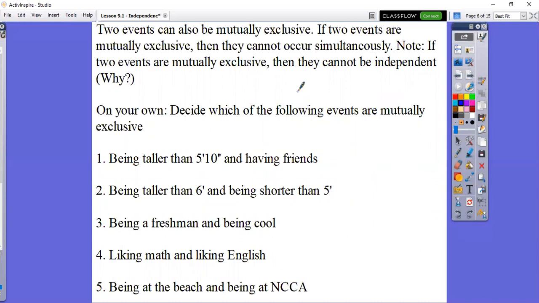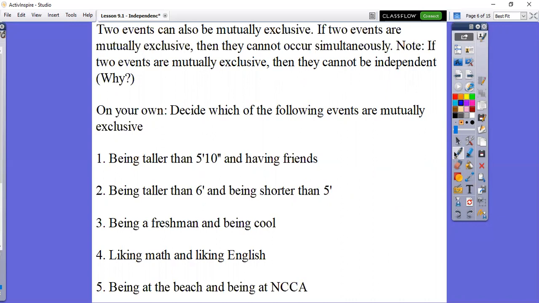So mutually exclusive is different from independent. If two events are mutually exclusive, it means that they cannot occur simultaneously, which means that they cannot be independent. I'm going to let you think about why that means they can't be independent. But if two events are mutually exclusive, they cannot occur simultaneously. Things like it being dark outside and it being light outside. Those things can't both occur simultaneously.